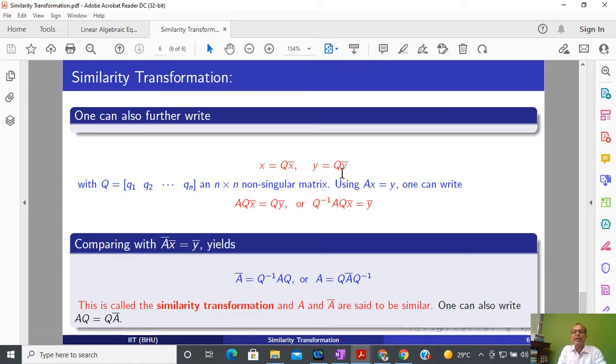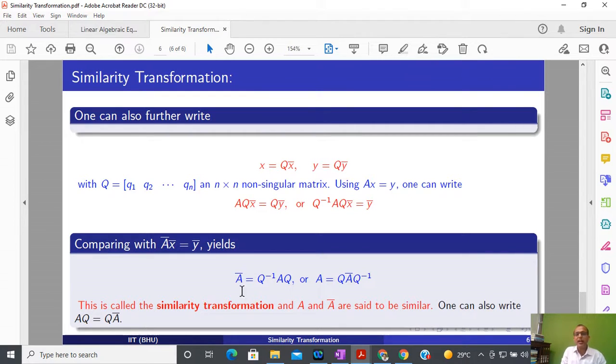Q y bar. What I am going to do now, I am going to substitute that into Ax equal to y. So if you substitute into Ax equal to y, then whatever expression is generated, we have to see what kind of modification comes into the picture. And here you can see that in place of A bar I have Q inverse A Q. Okay, so I have to compare with this. So A bar I can generate by Q inverse A Q, and this transformation is called similarity transformation.